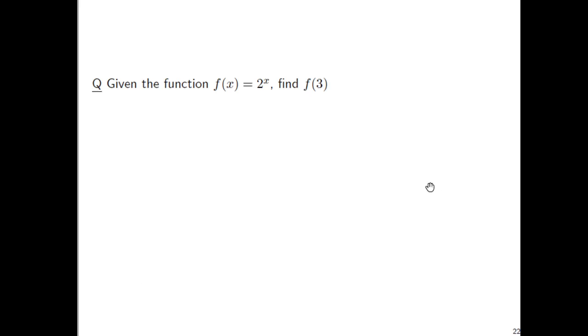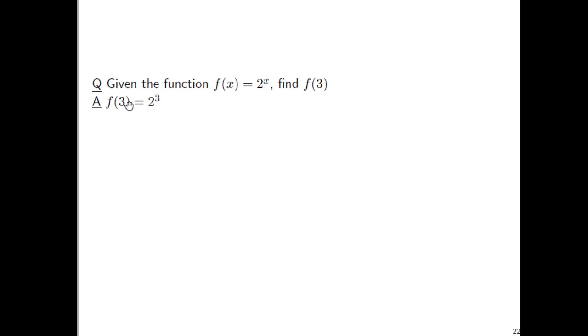Okay, let's review some things with functions. Given the function f of x equals 2 to the x, let's find f of 3. To find f of 3, we need to write f of x equals 2 to the x. However, we will replace every x that we see, that's this one and that one, with 3's.